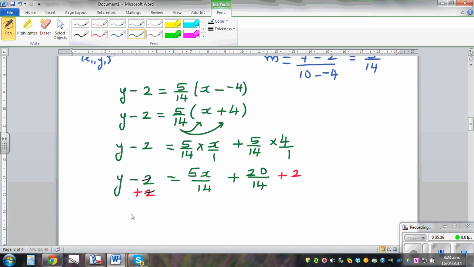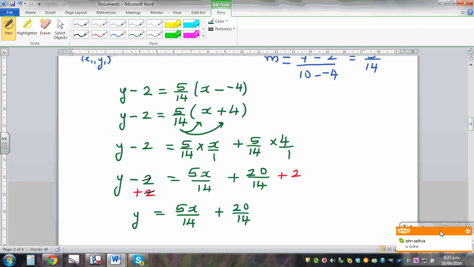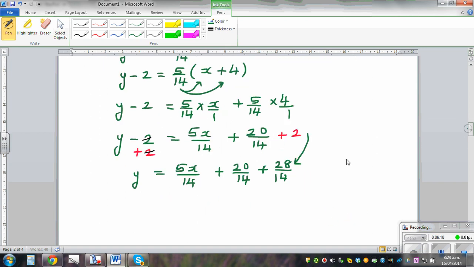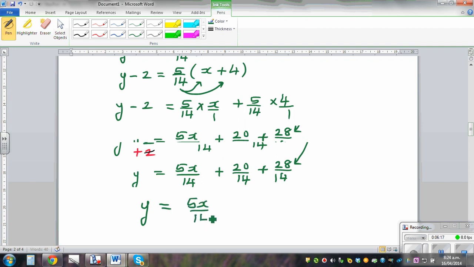So y is equal to 5x over 14 plus, I'm going to do a bit of fraction manipulation. Can I write this as 20 over 14 plus 2, which is 28 over 14? I hope you understand, 2, I'm writing as 28 over 14. The final answer is a bit hard for some of you. So y is equal to 5x over 14, and then you add the numerators, so that is plus 48 over 14. This is the exact answer, the exact equation of the line.